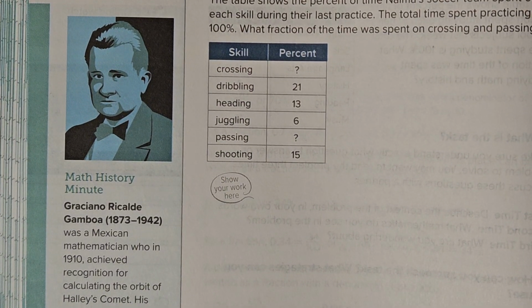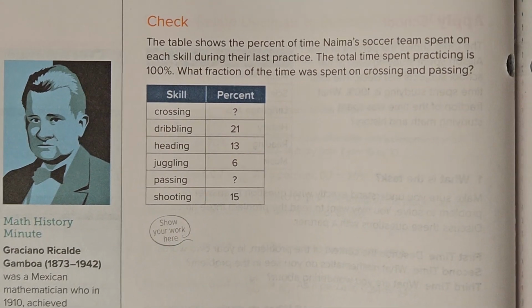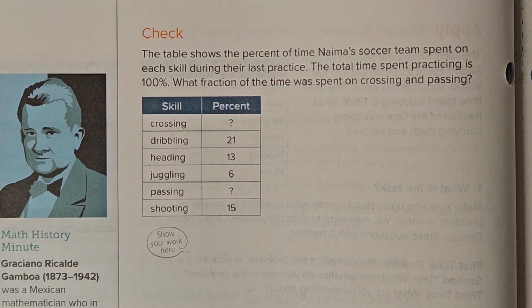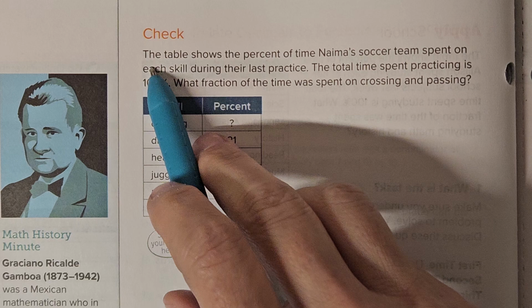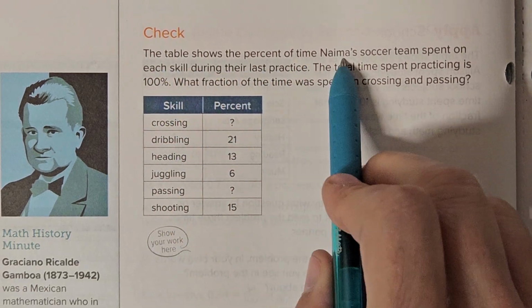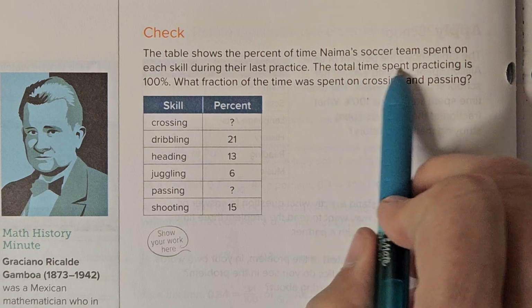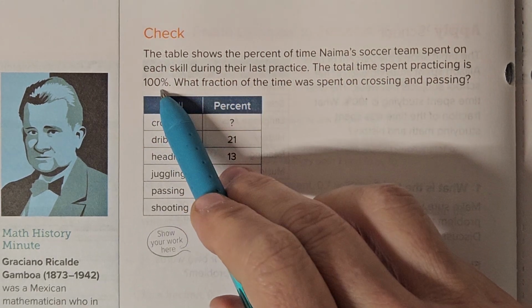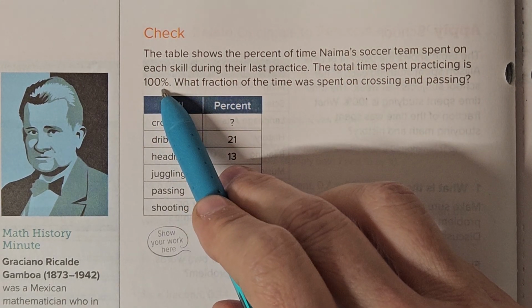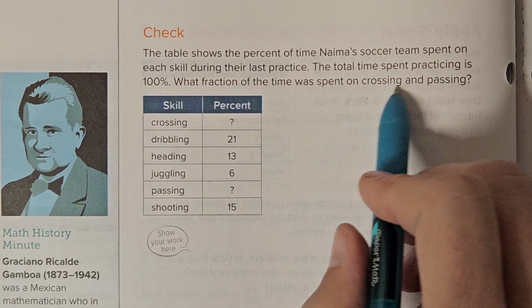Maybe let's do this big check. I know it's been a long time. This is a long video again, sorry. The table shows the percent of time Nema's soccer team spent on each skill during their last practice. The total time spent practicing is 100%. Okay. What fraction of the time was spent on crossing and passing?